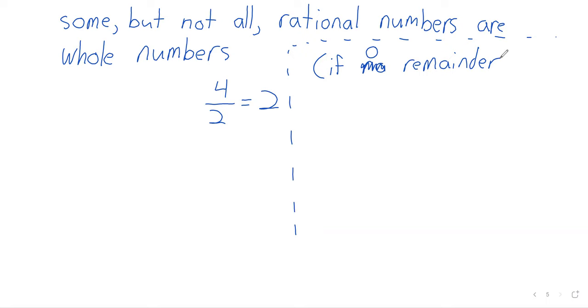And I think that might sometimes cause confusion. But if you think of 4/2 as division, we can do it. Then we either get the remainder or we don't get a remainder. And we don't get a remainder as it happens, which means that 4/2 is a whole number.